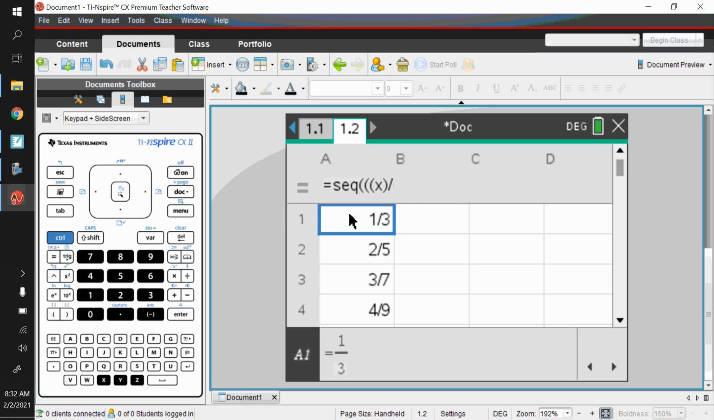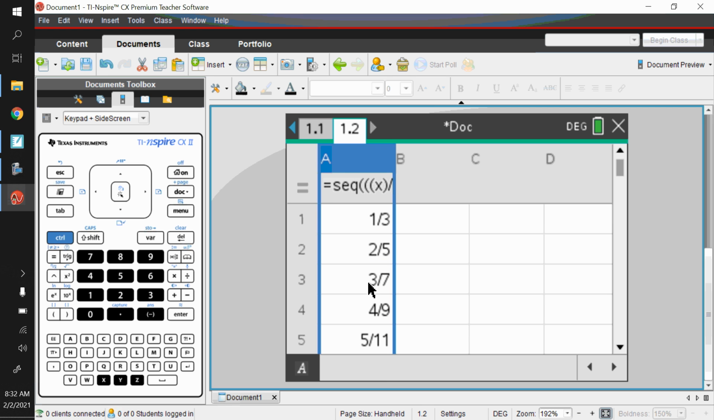Now, if we hadn't already had that, we would have had to type in the exact same thing we did on the calculator page. And notice it just gives you it now in a list and spreadsheet. So that's how you can do it on a list and spreadsheet page.